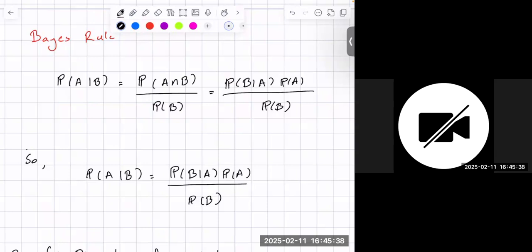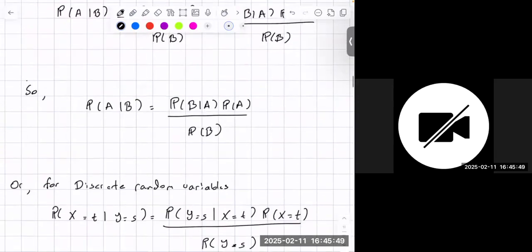I forgot too, there was a quotation. Bayes' law is to probability what the Pythagorean theorem is to geometry, something like that. It's that basic. All right.